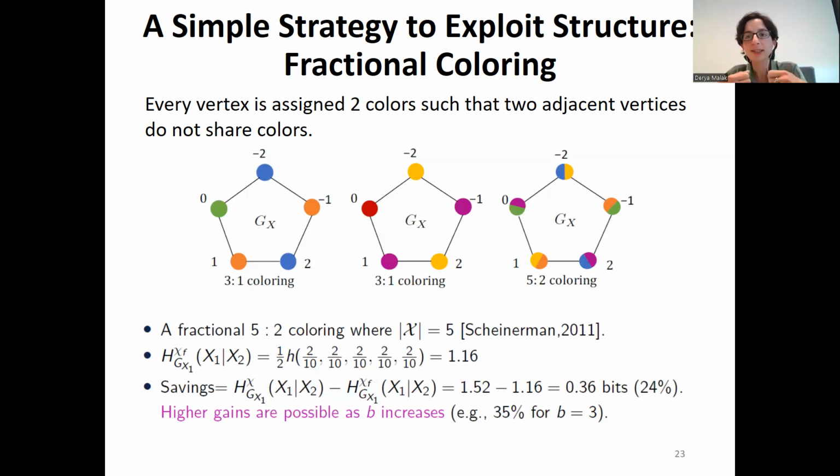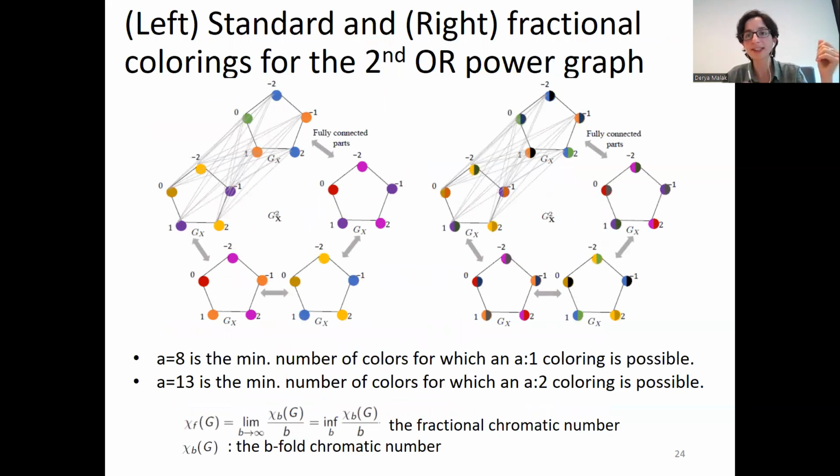And it is possible with fractional coloring, because in fractional coloring, the idea is I can assign more colors per vertex, but I am not allowed to have overlapping colors across vertices that share an edge. This is a generalization of the traditional coloring. And of course, the idea becomes more interesting when we consider higher power graphs.